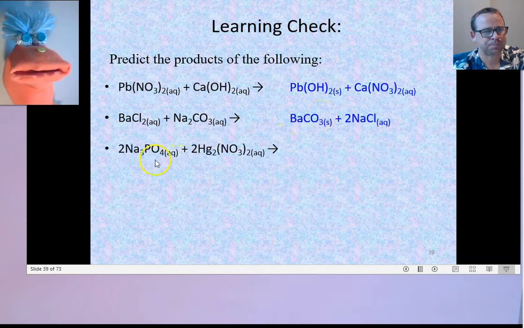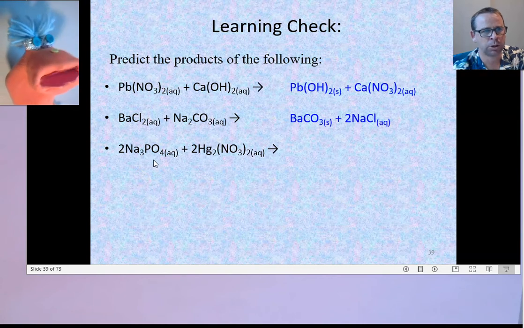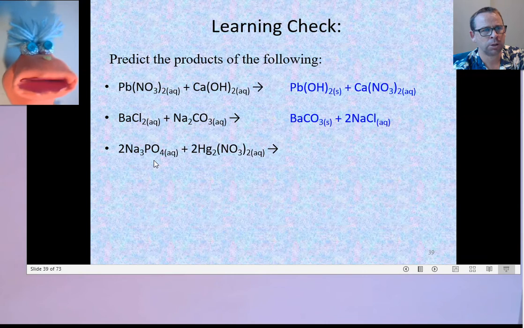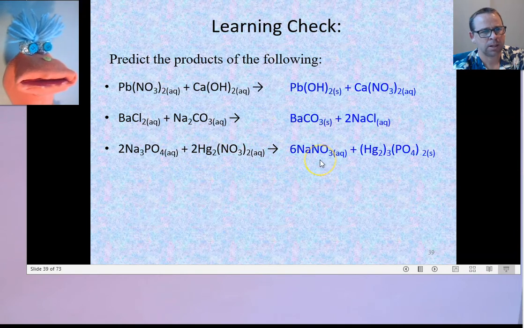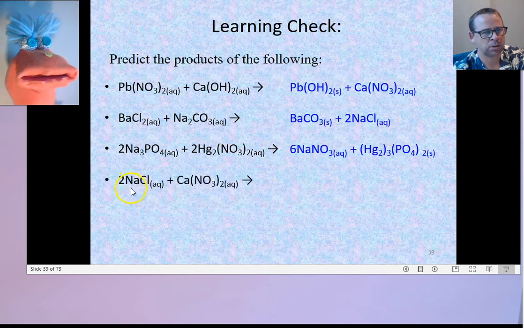Okay, here's another one. So we're going to get sodium nitrate and mercury phosphate. And I can see on the solubility rules, phosphates are generally insoluble. And mercury is not an exception. So mercury phosphate is going to be our solid. Very good. Excellent.